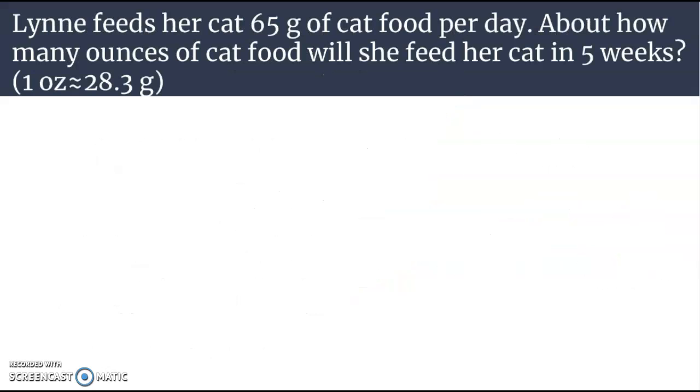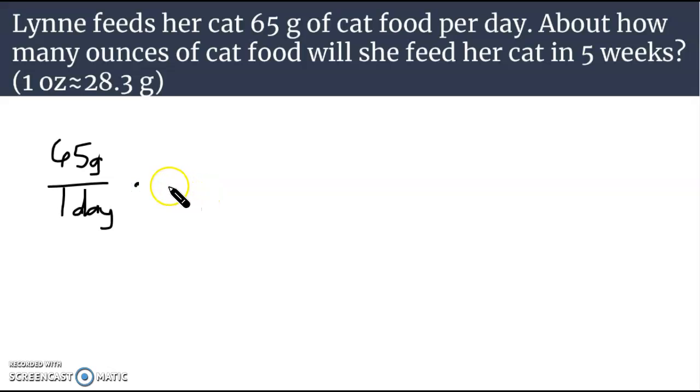Alright, one more here. Lynn feeds her cat 65 grams of cat food per day. About how many ounces of cat food will she feed in 5 weeks? And 1 ounce is approximately equivalent to 28.3 grams. Okay, so a lot of conversions going on here. Start with what we know. 65 grams for 1 day. That's the ratio we have to go on.